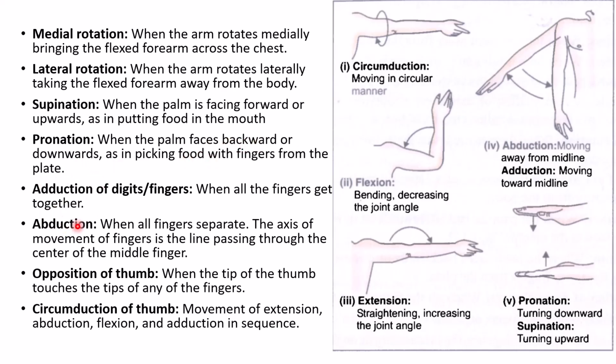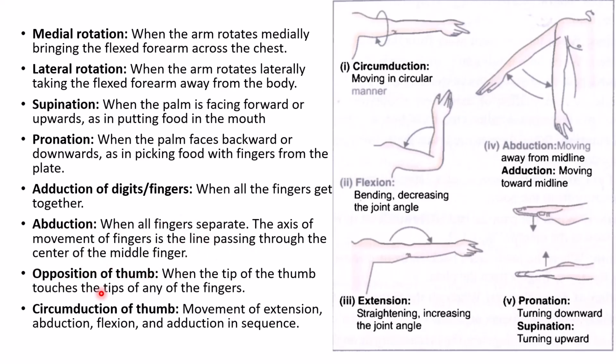You know the abduction and adduction of fingers also. In adduction, we move the fingers toward one another. In abduction, we move the fingers away from one another, to separate the fingers. The axis will be the middle finger. So you move the thumb and the index finger on one side of the middle finger, and the ring finger and the little finger away from the middle finger. So the middle finger is the axis actually.